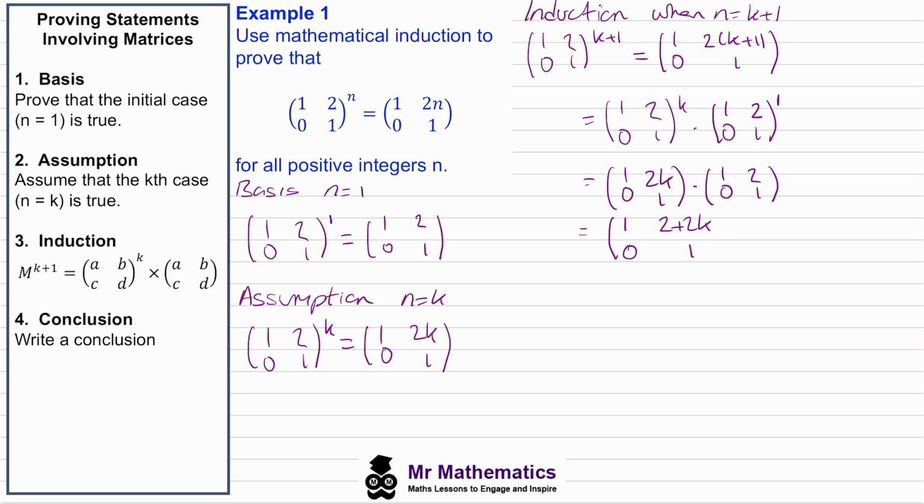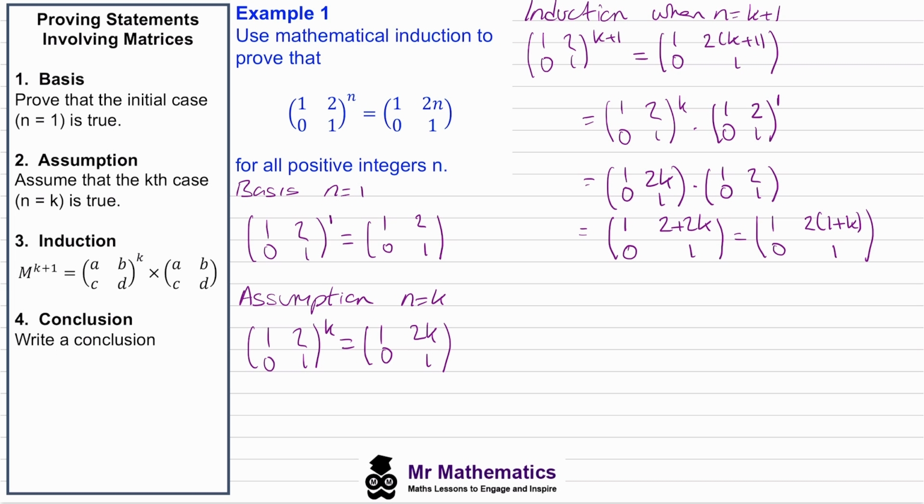But if we go back to what we're trying to show, well, we can factorize 2 plus 2k. So this will be equal to 1, 0, and then 2 lots of 1 plus k, and 1. So we have what we're trying to show here.